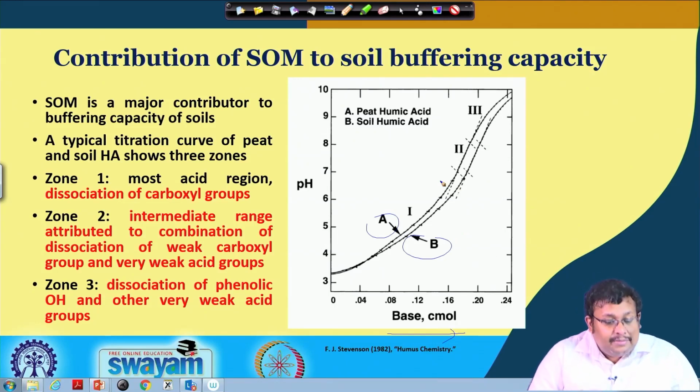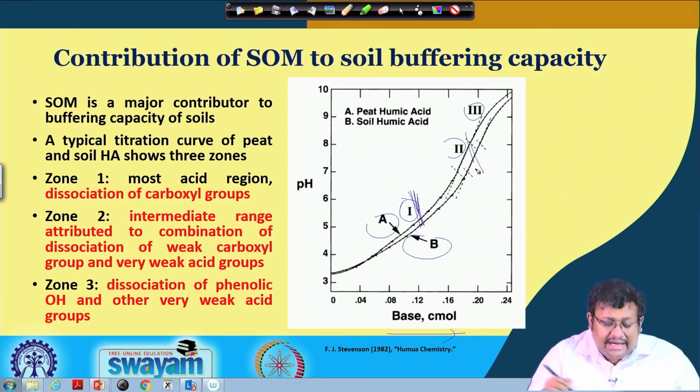Remember, soil organic matter is a major contributor to the buffering capacity of the soil. A typical titration curve we are seeing here is made by adding base to the organic matter, which is inherently somewhat acidic in nature. We are seeing three zones here: zone 1, zone 2 and zone 3. Zone 1 is the most acidic region, where dissociation of the carboxyl groups is happening.